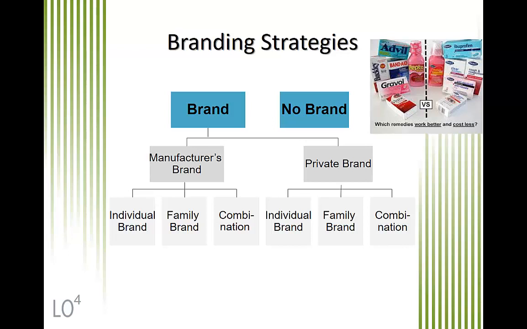If a brand is used, the choice is made between a manufacturer's brand, a private brand, or both. With either a manufacturer's brand or a private brand, a decision is made among the individual brands, which is a different brand for different products, family brand, common names for different products, or a combination of individual branding and family branding.